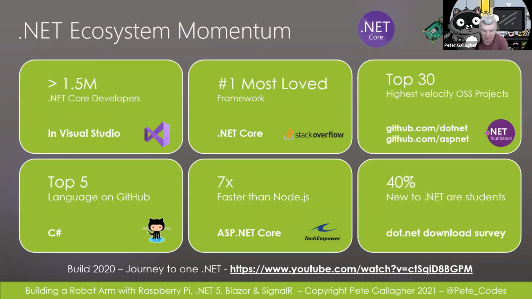This came out here at Build last year, actually, this slide, at that Journey to One .NET. And if you've not watched that, go and watch it. The link's at the bottom of the page there. But what I wanted to call out was this 40% of new .NET programmers are students, which I thought was a cool stat. Because normally the mainstay of student programming would be either just plain C or Python these days. So it's good to see .NET making its way into student establishments like that.